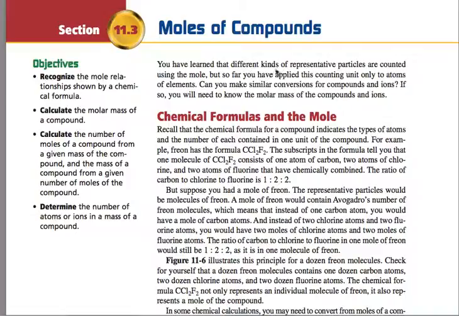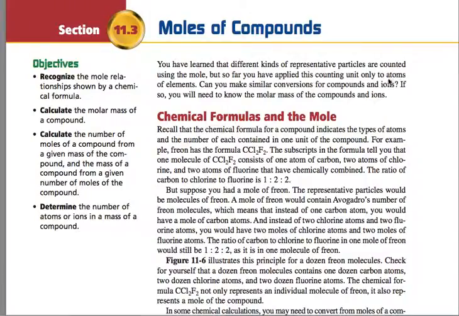You have learned that different kinds of representative particles are counted using the mole. But so far you have applied this counting unit only to atoms of elements. Can you make similar conversions for compounds and ions? So we've been doing it with atoms. Can we also do it with compounds? Can we also do it with ions? If so, you will need to know the molar mass of the compounds and the ions.